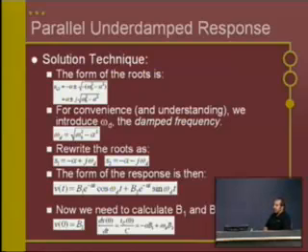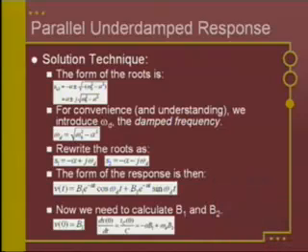Then again, we're going to calculate what the current was that was running through the capacitor divided by the capacitance itself, and that'll give us negative alpha times B1 plus omega d times B2. You've got two equations, two unknowns, and you solve for those simultaneously.